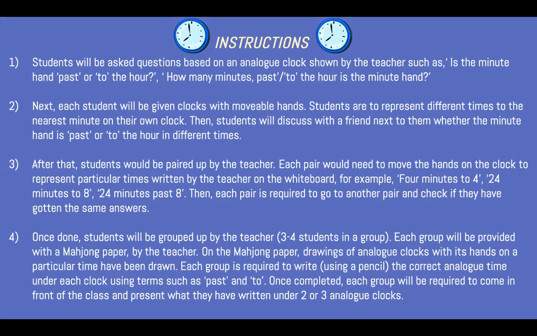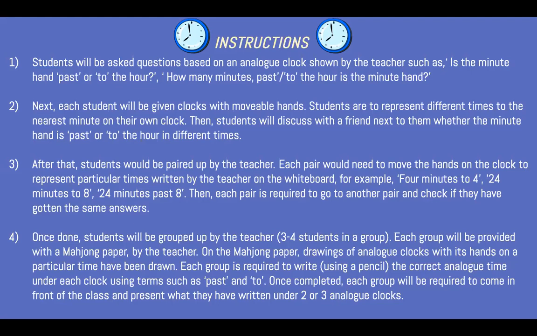Students are to represent different times to the nearest minute on their own clock. Then, students will discuss with a friend next to them whether the minute hand is past or to the hour in different times. When students discuss with their friends, they are able to share and compare their thoughts about the activity, which will result in them thinking abstractly.